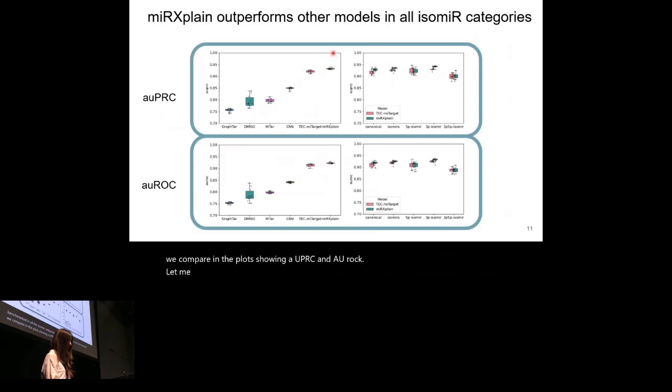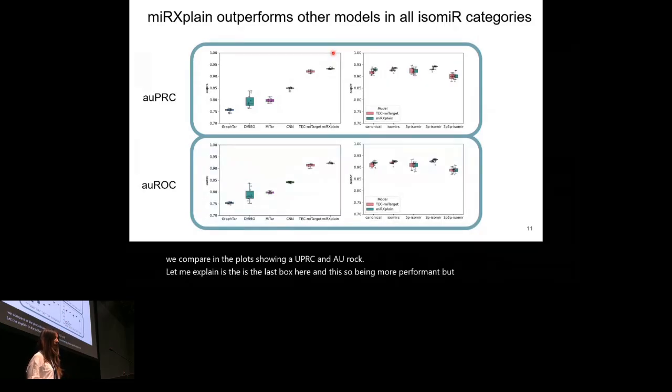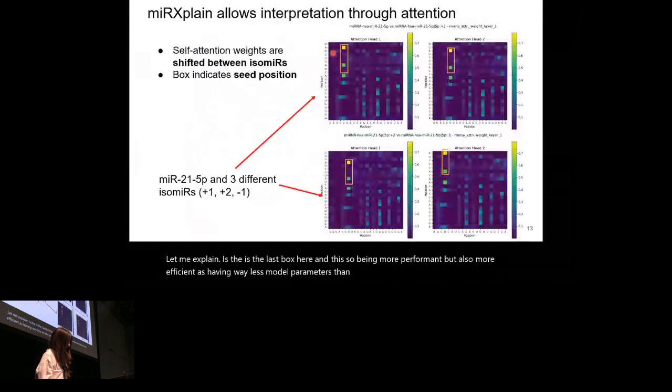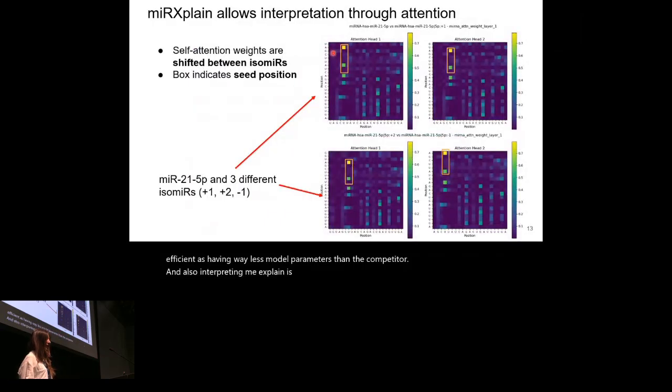miRXplain is the last box here. So it is more performant, but also more efficient, having way fewer model parameters than the competitor. And interpreting miRXplain is also possible if we extract the scores, so the weights, from its attention layer.